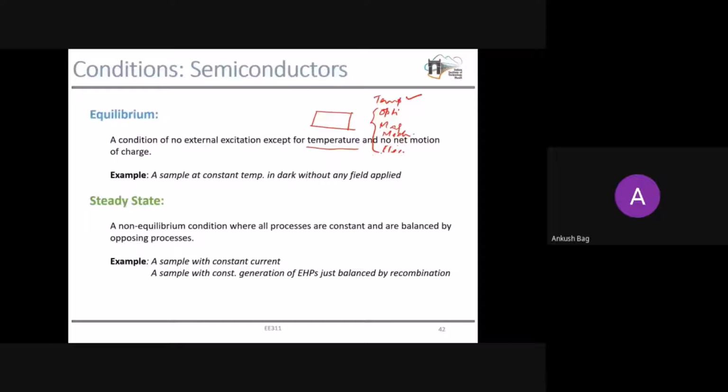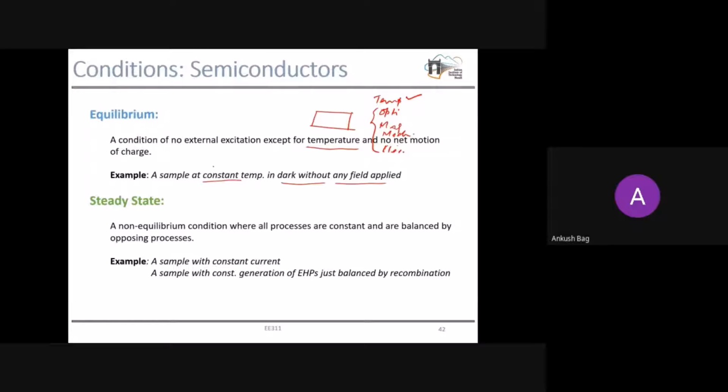So typically, your semiconductor at constant temperature in dark condition, without any applied field, any applied magnetic, mechanical or electric field, is considered as semiconductor under equilibrium. So remember, this temperature will be there.